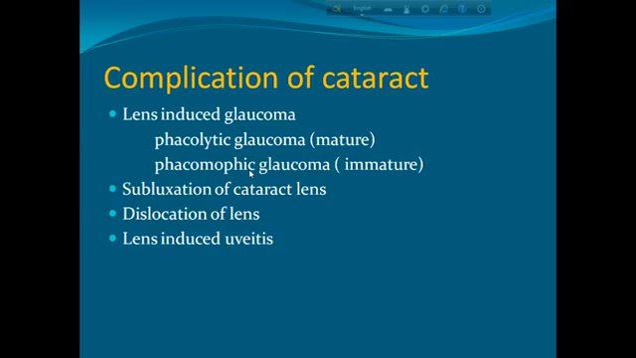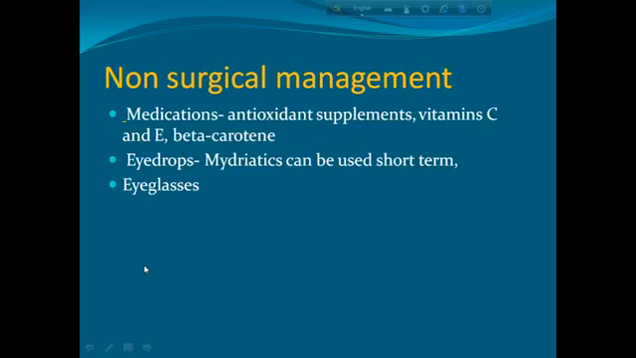Then you have to explain to the patient, if you do not do surgery, what complications may develop in future. What are the complications of that? Lens-induced glaucoma. The popular name of lens-induced glaucoma: phacolytic glaucoma usually occurs in mature cataract, and phacomorphic glaucoma occurs in immature cataract. And there may be subluxation of cataract, there may be dislocation of lens, there may be lens-induced uveitis.